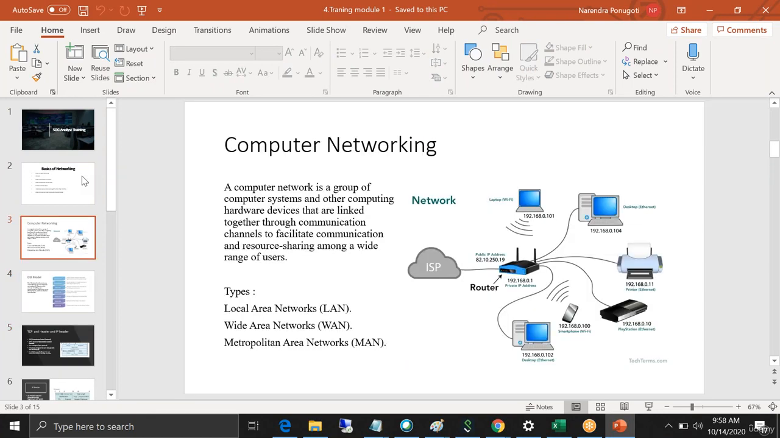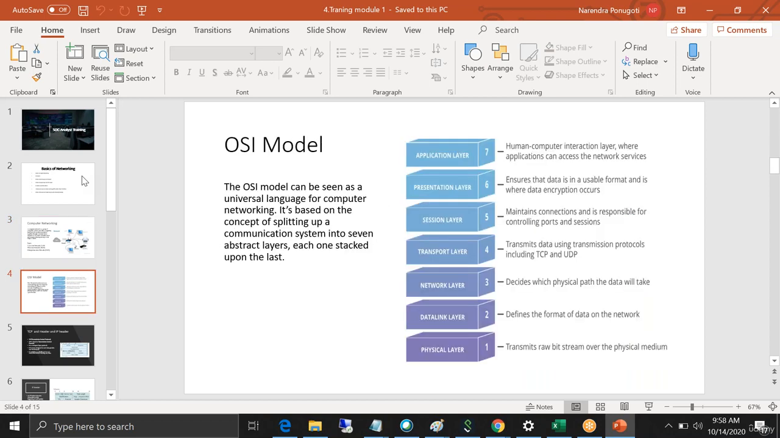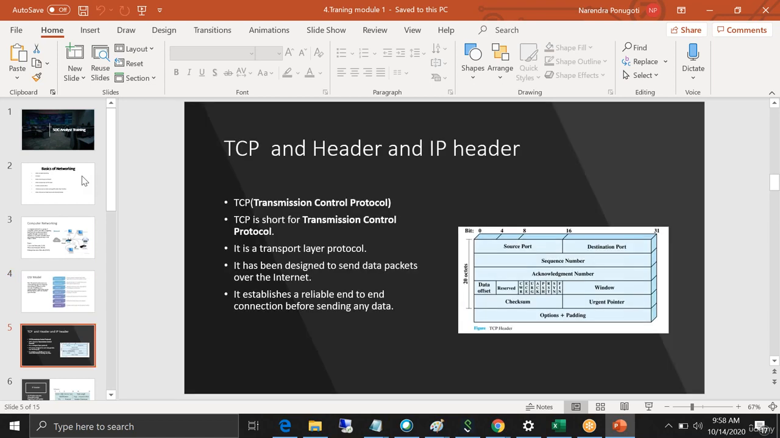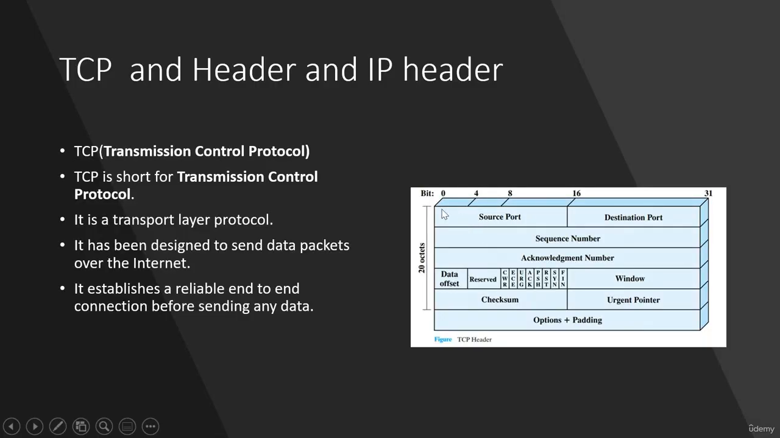So we have studied this OSI layer, computer networking, LAN, MAN, WAN, and all the 7 layers of the OSI model. And this is the TCP header. What you are seeing is how the header looks. In the transport layer, we are adding this TCP header to the data.